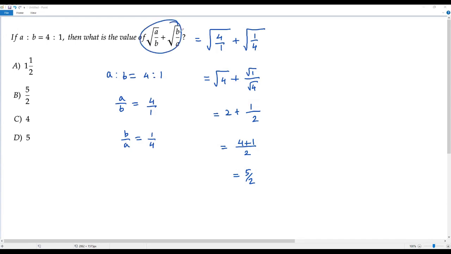I got the value of the given expression. Its value is 5 over 2. We find 5 over 2 in answer choice B. The correct answer choice for this question is B.